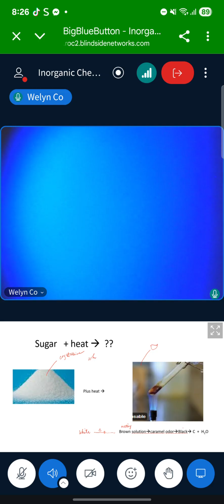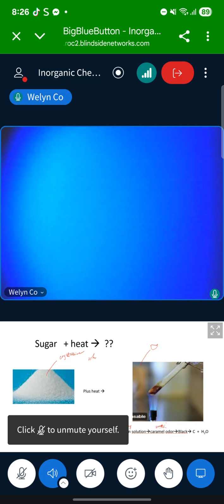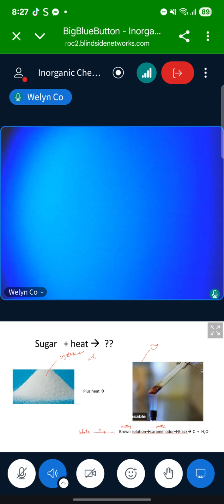For further application of energy or heat, that's the time na nagiging black ang color ng ating carbon or ng ating sugar because ang sugar contains carbon. Now, as the sugar melts or melted, this is where we can also smell the caramel odor. So, ibig sabihin, andito yung sweetness na sweety odor ng ating sugar na naaamoy mo. Okay, and that's the time, the start of the composition of your sugar into carbon and your water.